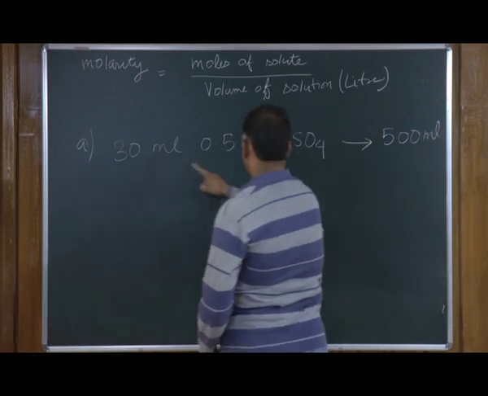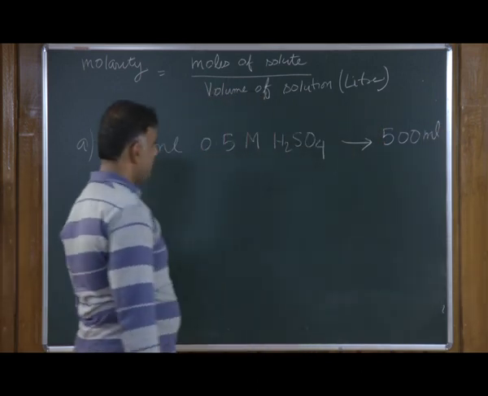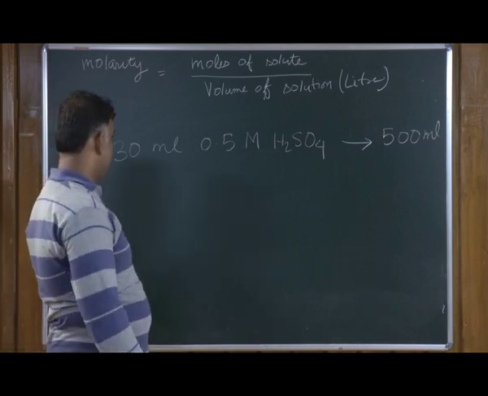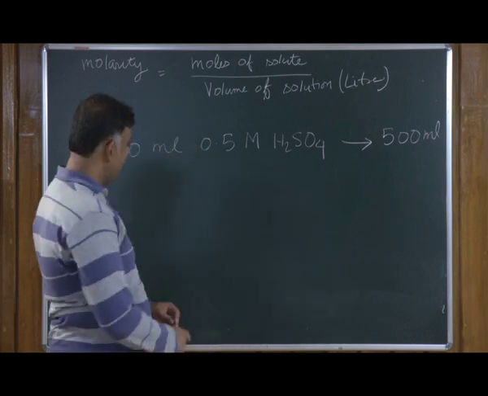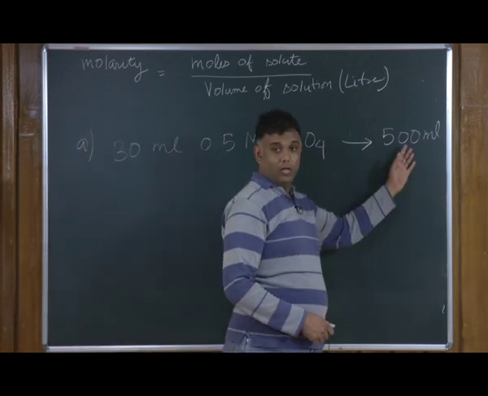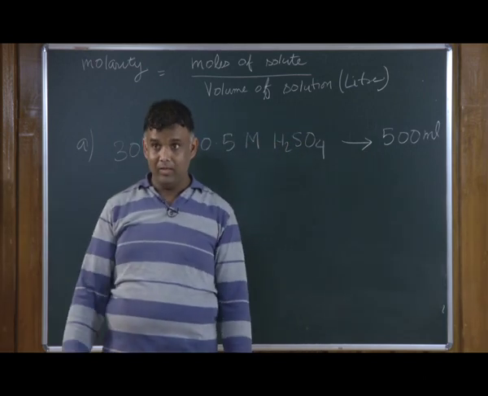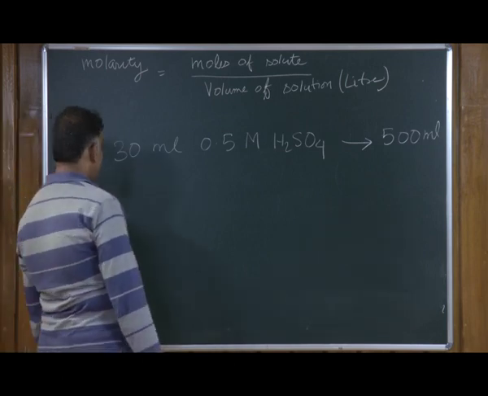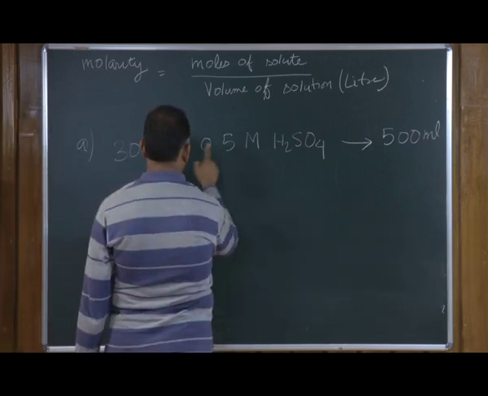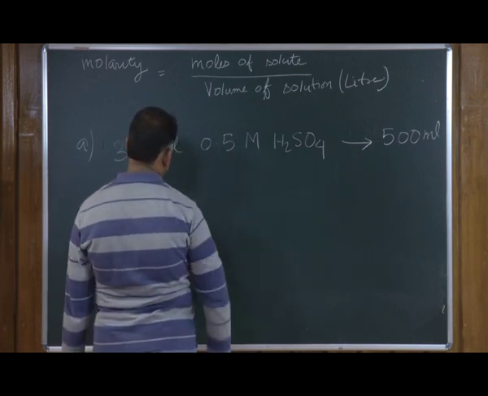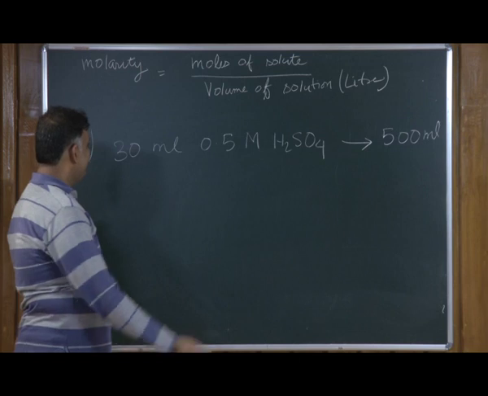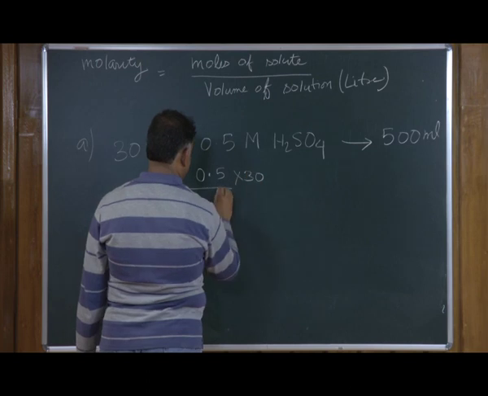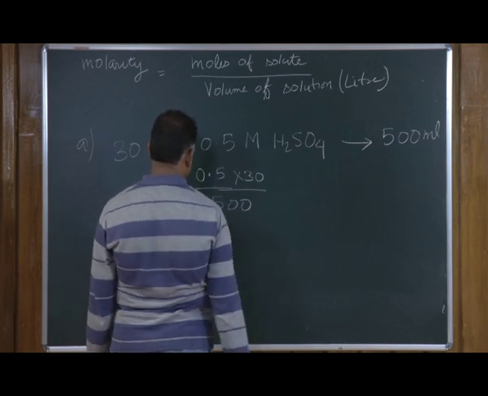So, in this solution of 30 ml, we are adding enough water so that the total volume becomes 500 milliliter. The amount or moles of H2SO4 present in this solution remains the same, because we are just adding water. So, there are two ways of doing it. One is, if we are diluting this solution from 30 to 500, then the molarity we can simply calculate by 0.5 into 30 divided by 500.